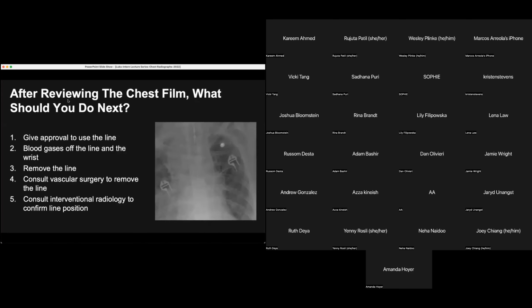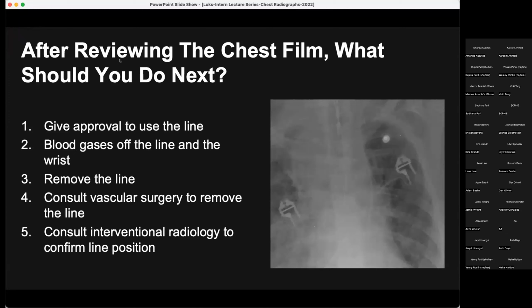And I'll leave the film up on the screen and pose a question to you. So after reviewing the chest film, what should you do next? Should you give approval to the nurse to use the line? Should you draw blood gases off the central venous catheter and the wrist at the same time and compare the results? Should you remove the catheter? Should you consult vascular surgery to remove the catheter? Or should you consult interventional radiology to help you confirm the position of the line?